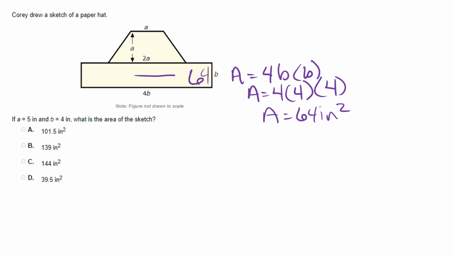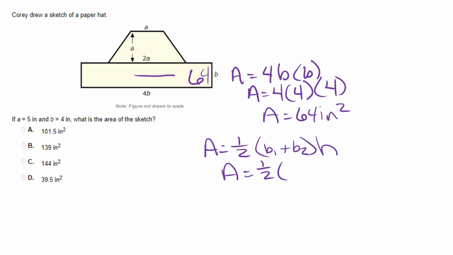Now I'm going to find the area of the trapezoid. The area of a trapezoid is half of base 1 plus base 2 times the height. So we have 1/2. Base 1 is 2A, plus base 2, which is A, and the height is A. So now I'm going to go back through and plug in what we know. A is 5.